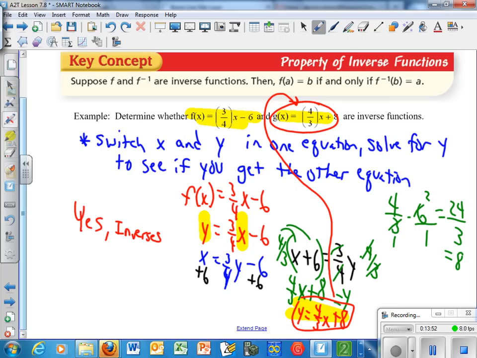If we solve for y correctly, switch x and y and solve for y, and we don't get the other one, they're not inverses. And that's the easiest way to determine whether or not they are inverses of each other. And that is lesson 7-8.